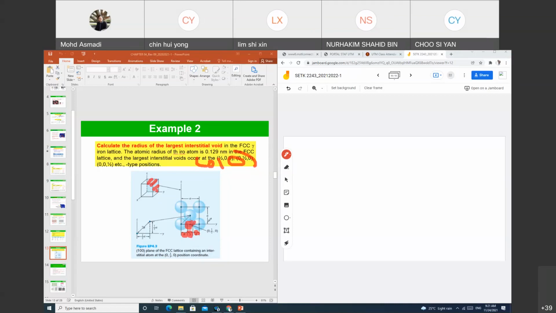So let's do this. Just remember this one, you follow this one. Also look here at the lattice constants, especially this triangle. You can see this triangle. Let's do it. From the equation, 2R plus 2R equal to A. This one.